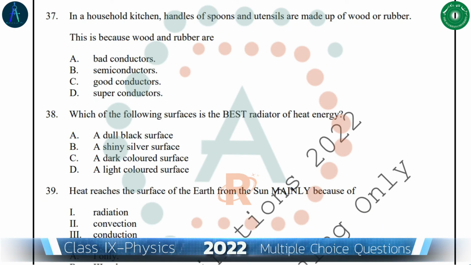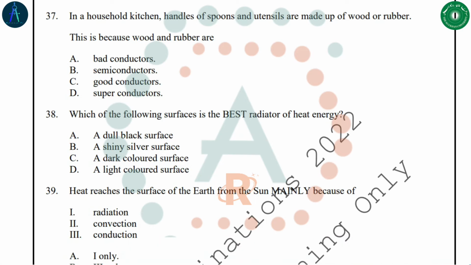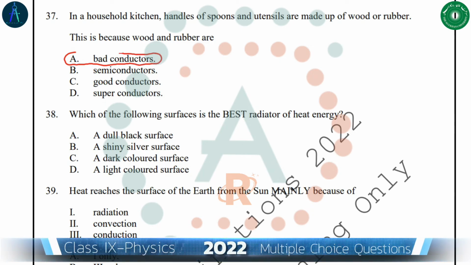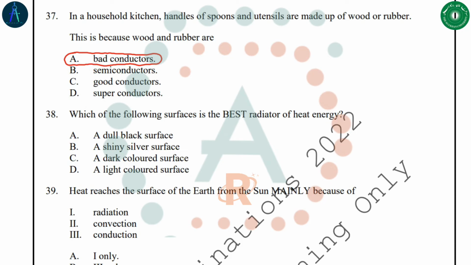Then we have question number 37. In a household kitchen, the handles of spoons and utensils are made of rubber. This is because rubber and wood are very good insulators, or very bad conductors, so that we can hold these appliances and utensils without getting burned. So option A is the right answer.